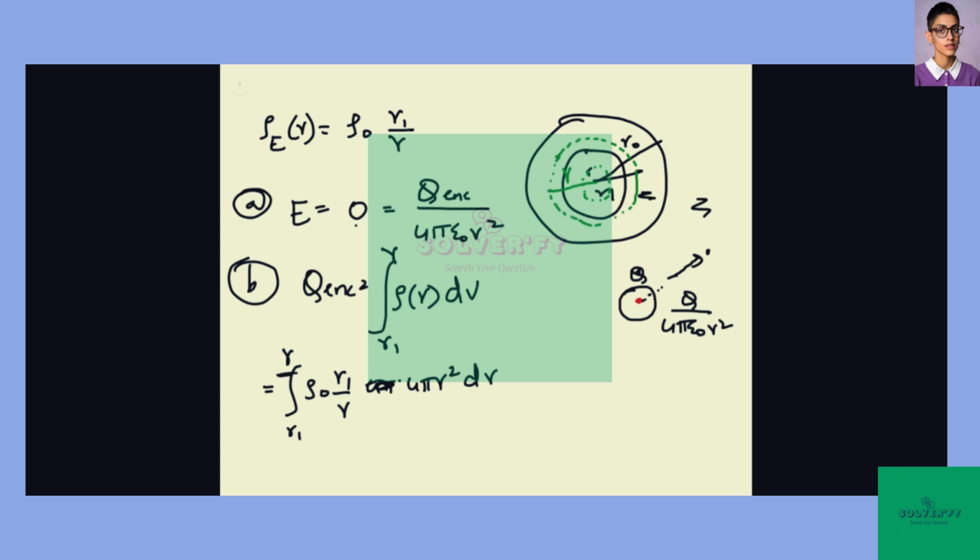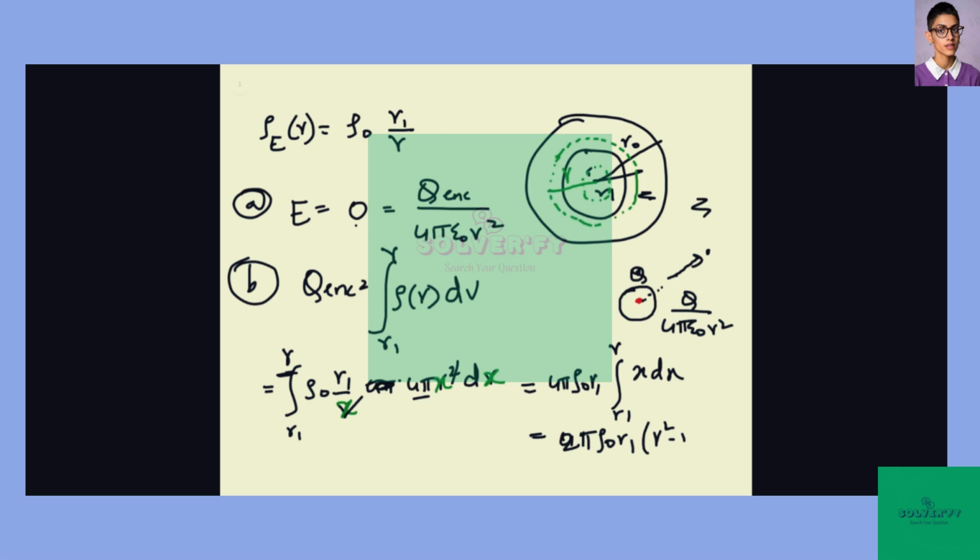Now, because there is another r over here, we can change our dummy variable into, let's say, x. 4 pi x square dx, or you can call this r dash or anything you want. It doesn't matter. Now, we can cancel one of the x's, and we can pull rho naught r1 outside along with 4 pi. We have 4 pi rho naught r1 integral from r1 to r x dx. Because integral x dx is x squared by 2, we have 2 pi rho naught r1 times r square minus r1 square.